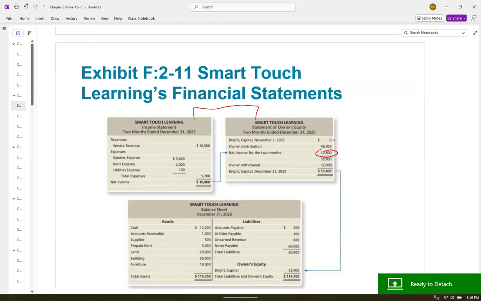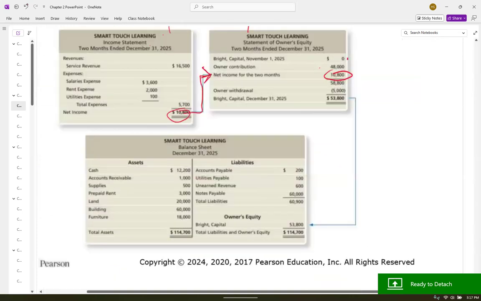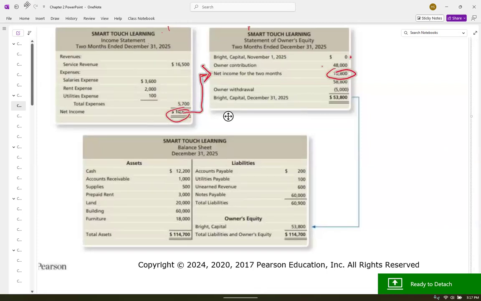Then the net income got added. The net income came from right here. And then the owner took money out, and that left a balance in the capital account of 53,800. Okay. We're not doing the statement of cash flows, so we're doing the balance sheet, and we have all our assets over here. We just listed all their accounts and the amount and totaled them up. We're going to do our liabilities and owner's equity.